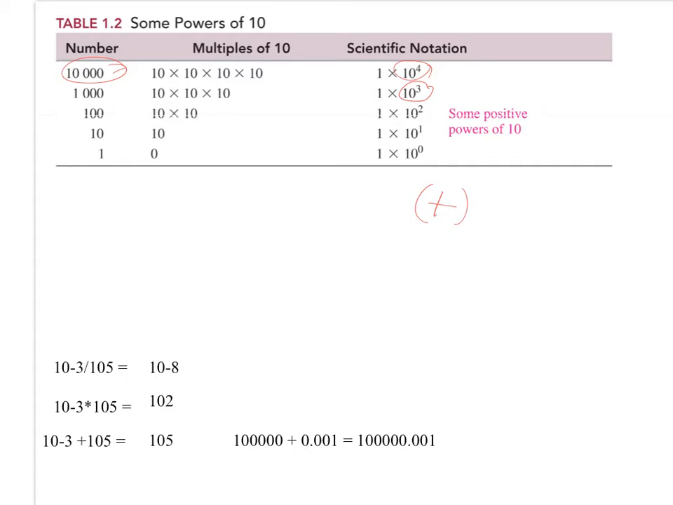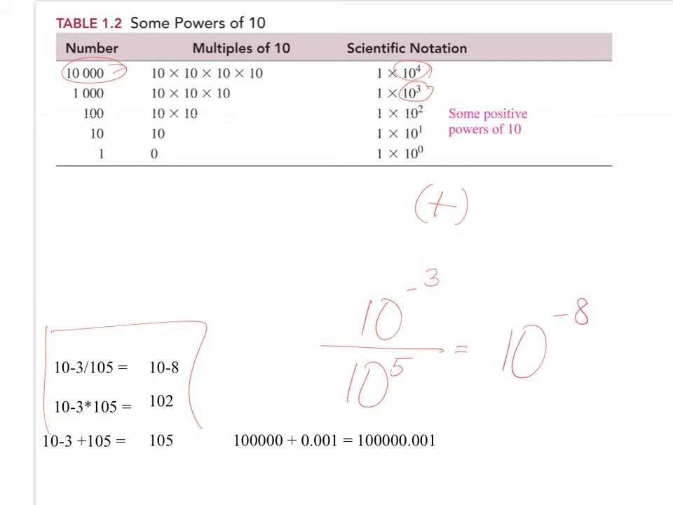How do we do math? You guys, down here is some math. Okay, how do we do some math? Again, let me write this a little nicer. 10 to the minus 3 over 10 to the positive 5, that equals 10 to the minus 8.